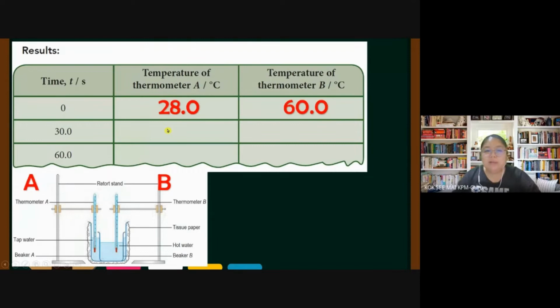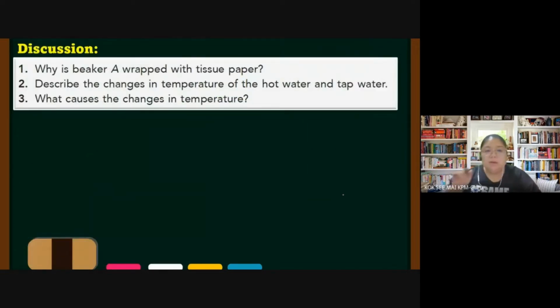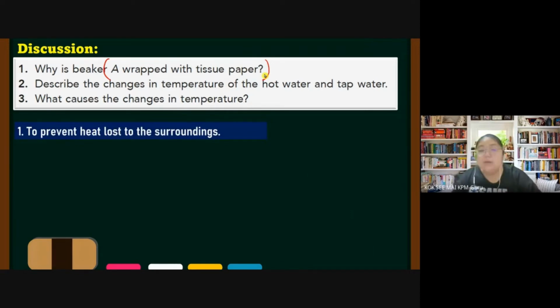Okay, so from here when starting, they find B is 60, then the tap water is only 28. After 30 seconds, check. This one is up already, and this one has dropped already. They transfer the heat. After until 60, I find both are exactly the same. So they say thermal equilibrium is achieved. Okay, why is beaker A wrapped? This is one of the questions they will ask. Why do they need to wrap it? The reason is to prevent heat loss to the surrounding.